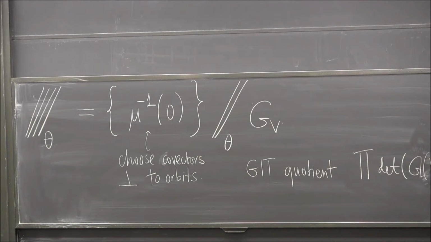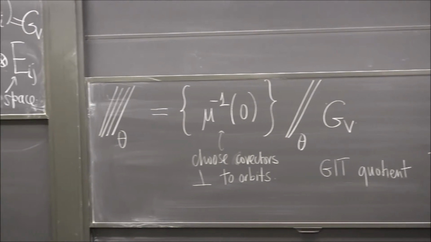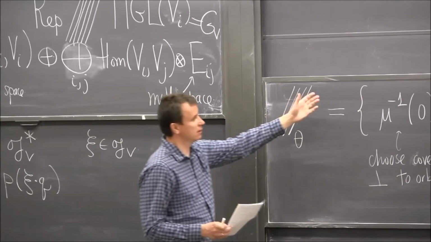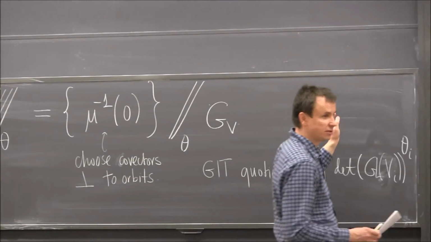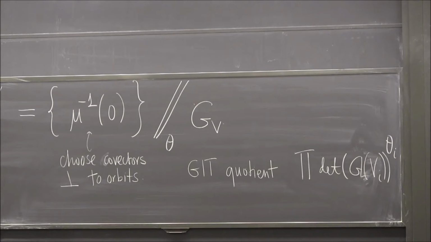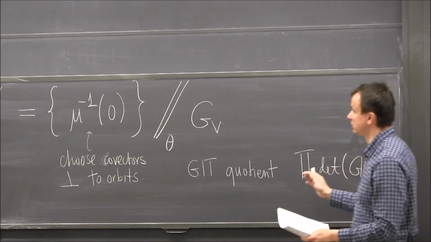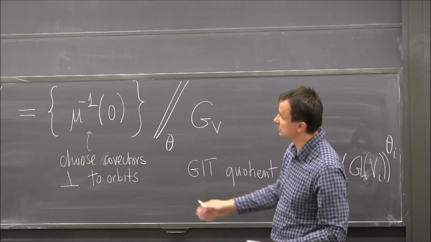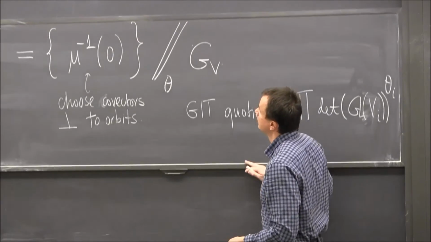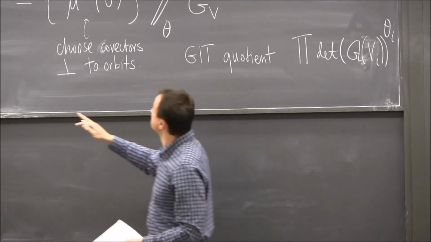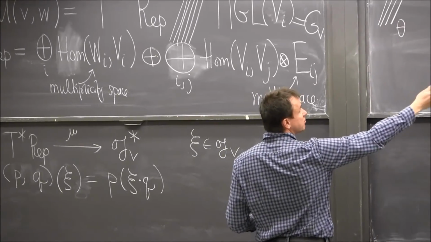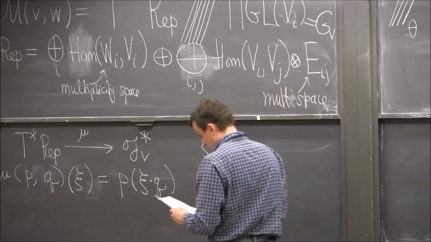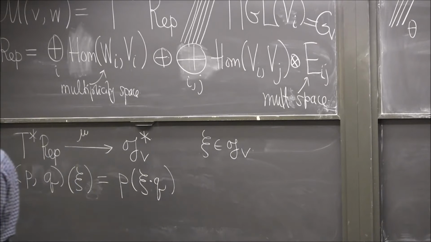Like I said, in principle you can apply this to any representation, but then you'll get into all the well-known issues in GIT. If you choose this particular representation, then in fact this quotient, when non-empty, is a smooth symplectic algebraic variety.